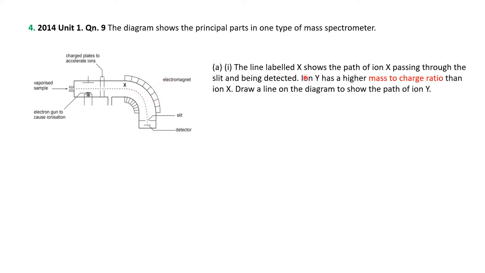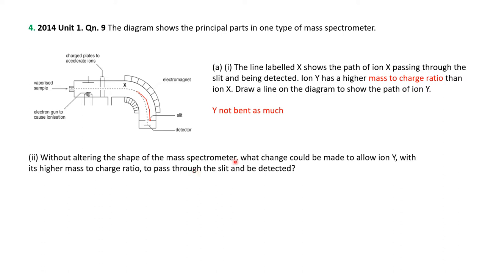Okay, so now X is where X is going, and Y has a higher mass to charge ratio than X. Draw a line on the diagram to show the path of Y. Well, if Y is essentially heavier, higher mass to charge, it's going to be harder to deflect it, so therefore it's not going to be deflected as much. So there we are, a feeble attempt to show you where Y might be.